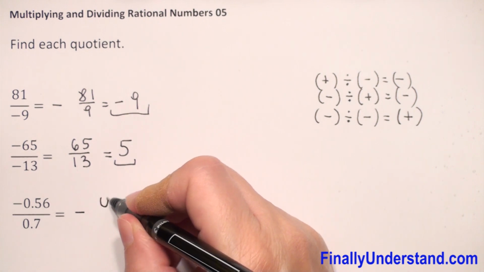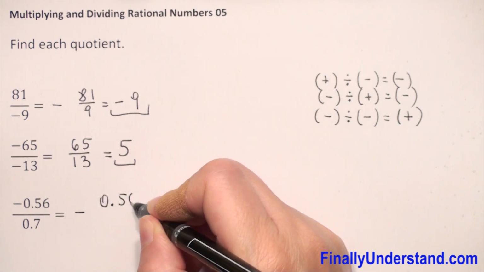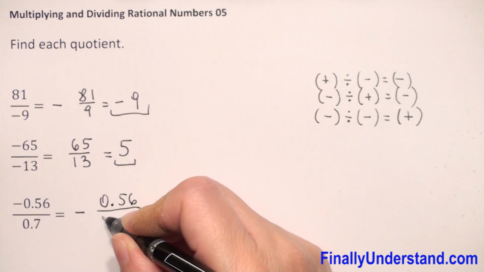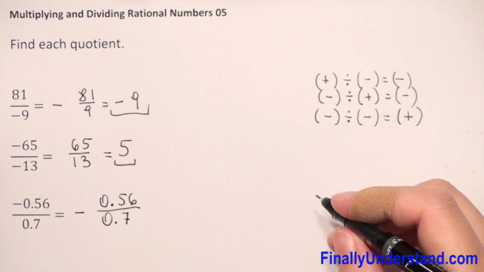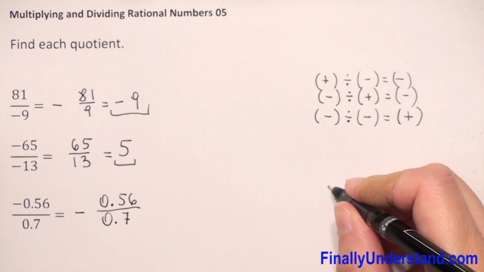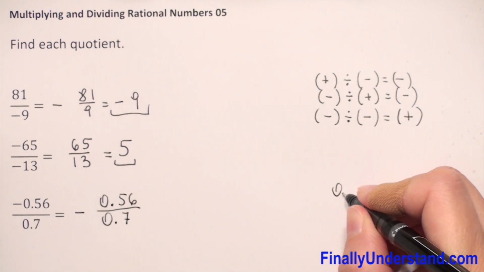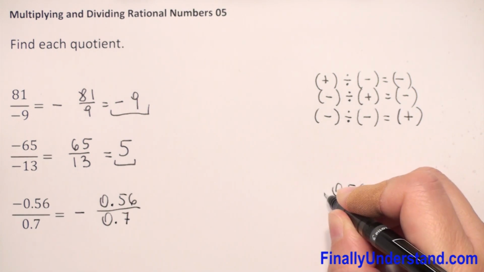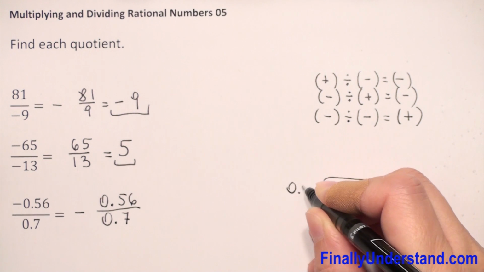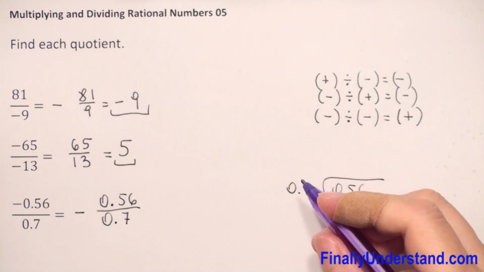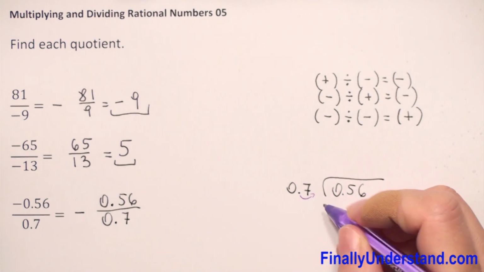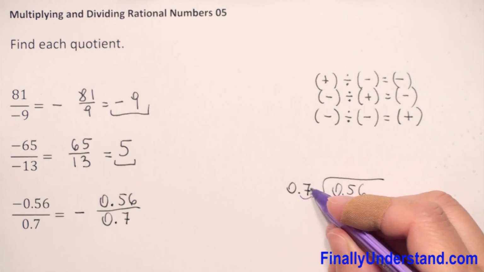We have to divide 0.56 by 0.7. So we have to do long division. We have 0.56 divided by 0.7. We cannot divide by decimal number. We have to move decimal point to the right one digit.